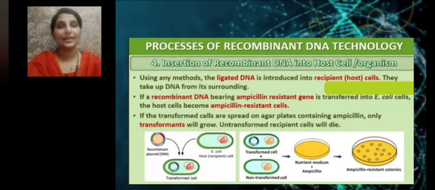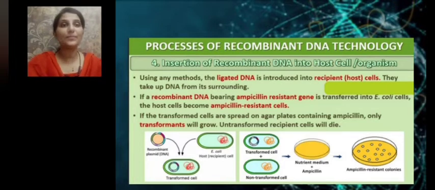The next step in recombinant DNA technology is insertion of that recombinant DNA into a competent host cell or an organism. So far, we learned about the steps using enzymes by which the DNA is isolated. Then the DNA is fragmented using restriction enzymes, and they are separated by gel electrophoresis. And after that, they are amplified using PCR. Okay, and a recombinant DNA is formed by combining it with a vector using DNA ligase. Then this recombinant DNA has to be inserted into a host cell or an organism.